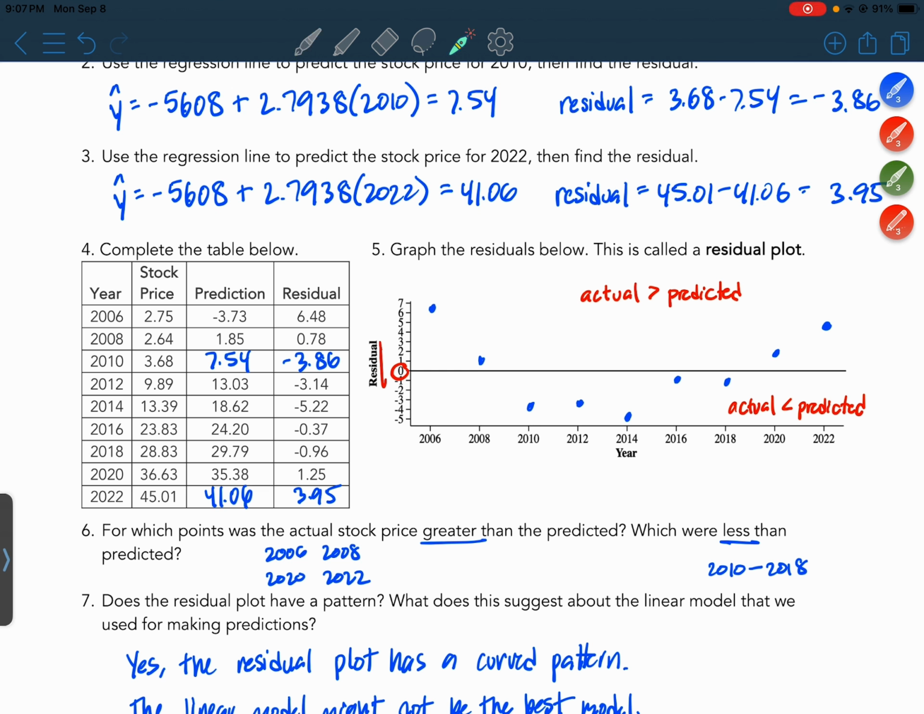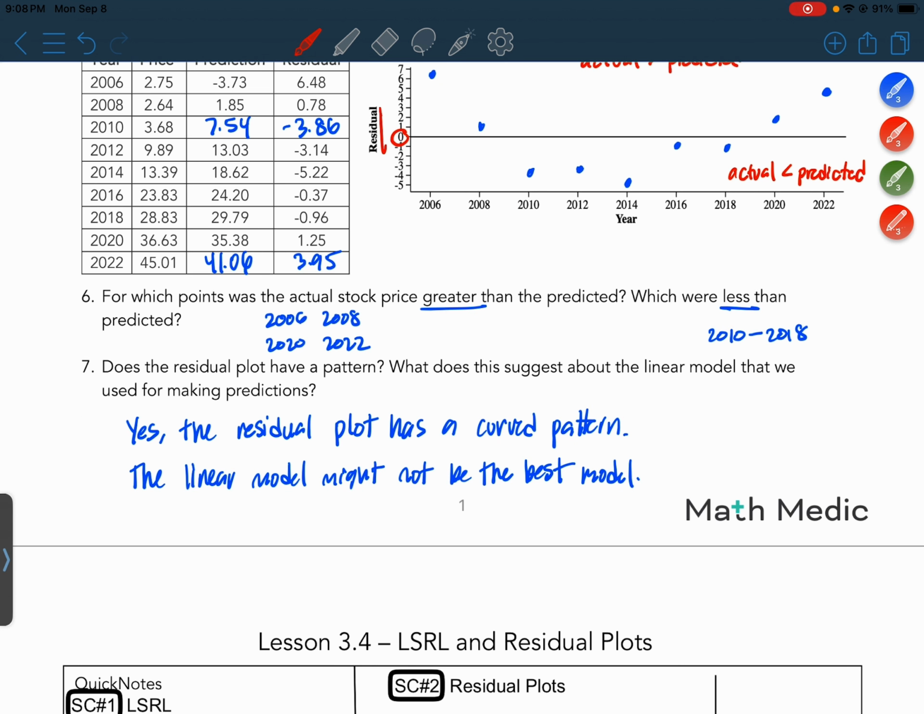And so we notice that we start off with positive residuals and then have 5 in a row negative residuals and then end off with a couple more positive ones. Because of that, there is actually a pattern here. There's a curved pattern in those residuals. So if you didn't catch that, go ahead and write that down for number 7. We have a U-shaped parabola.